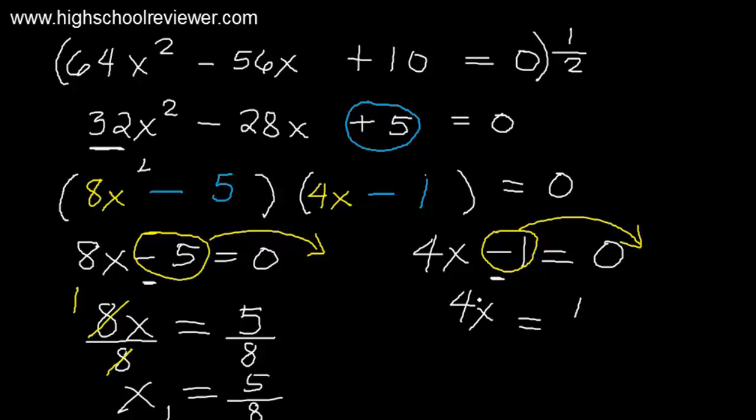And to solve for x, we need to cancel out 4. So to cancel 4, divide both sides of the equation by 4. Now, 4 divided by 4 will be equal to 1. We can cancel this out. So 1 multiplied by x is equal to x. And 1 over 4. So this will be x sub 2. So our final answer is x sub 1 equals 5 over 8 and x sub 2 equals 1 over 4.